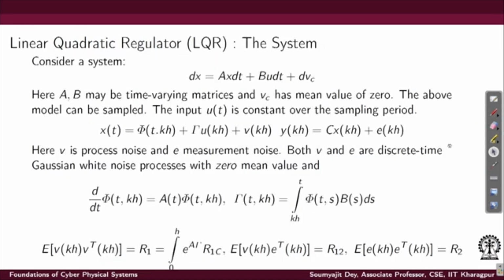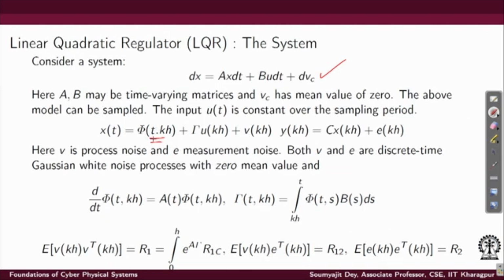linear quadratic regulators. So we start with a system assumption. Let this be the system assumption here, where you have A and B. In general, they can be time varying matrices, like we discussed earlier at the start of our course. And v is a process noise with a mean value of 0. If you sample the system, you will typically get a difference equation like this, where the time instants are given like this.